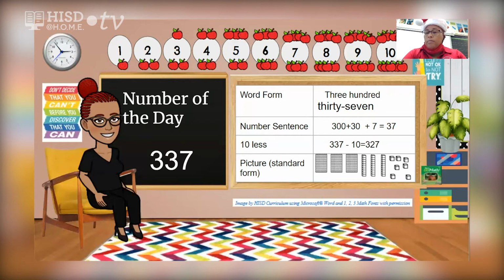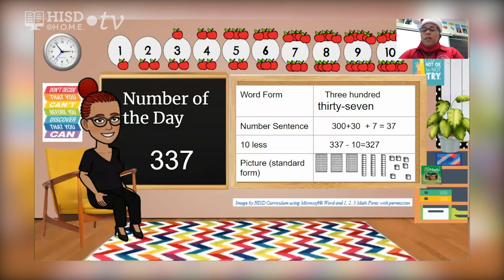So I wrote 337. I also did a number sentence, and this number sentence is actually using expanded form to show the number. It says 300 plus 30 plus 7, and it should say equals 337. And 10 less, 337 minus 10 equals 327.